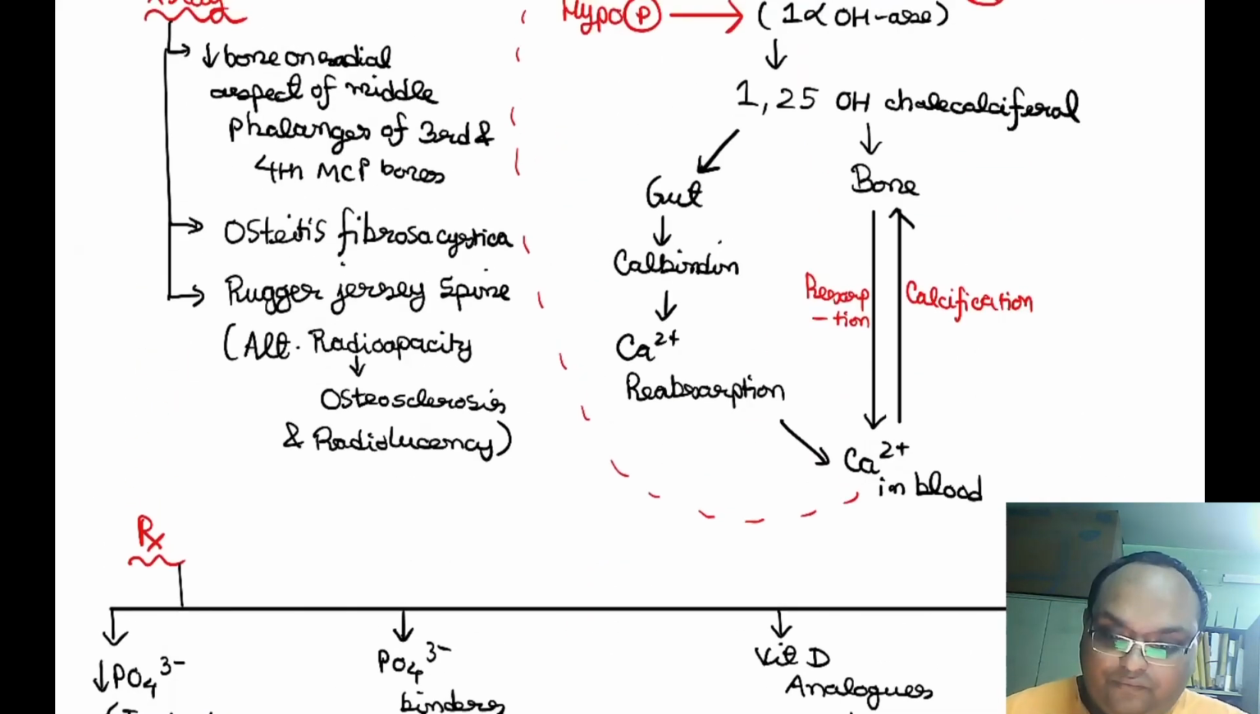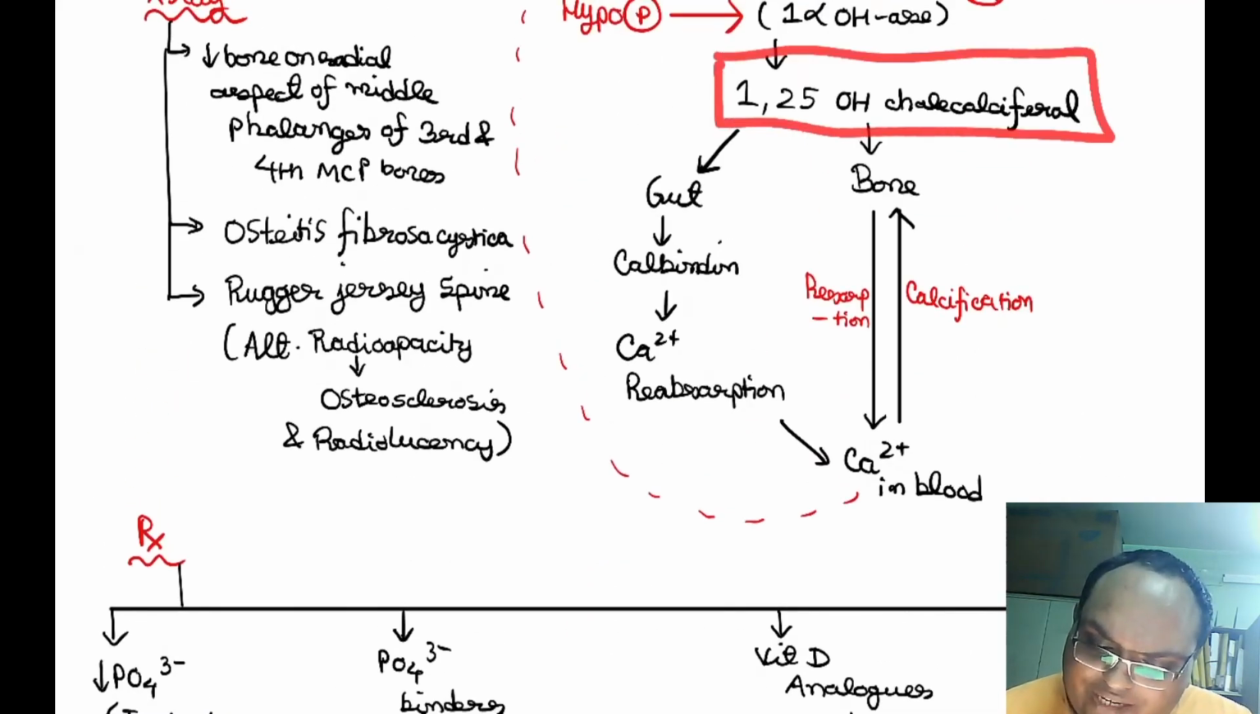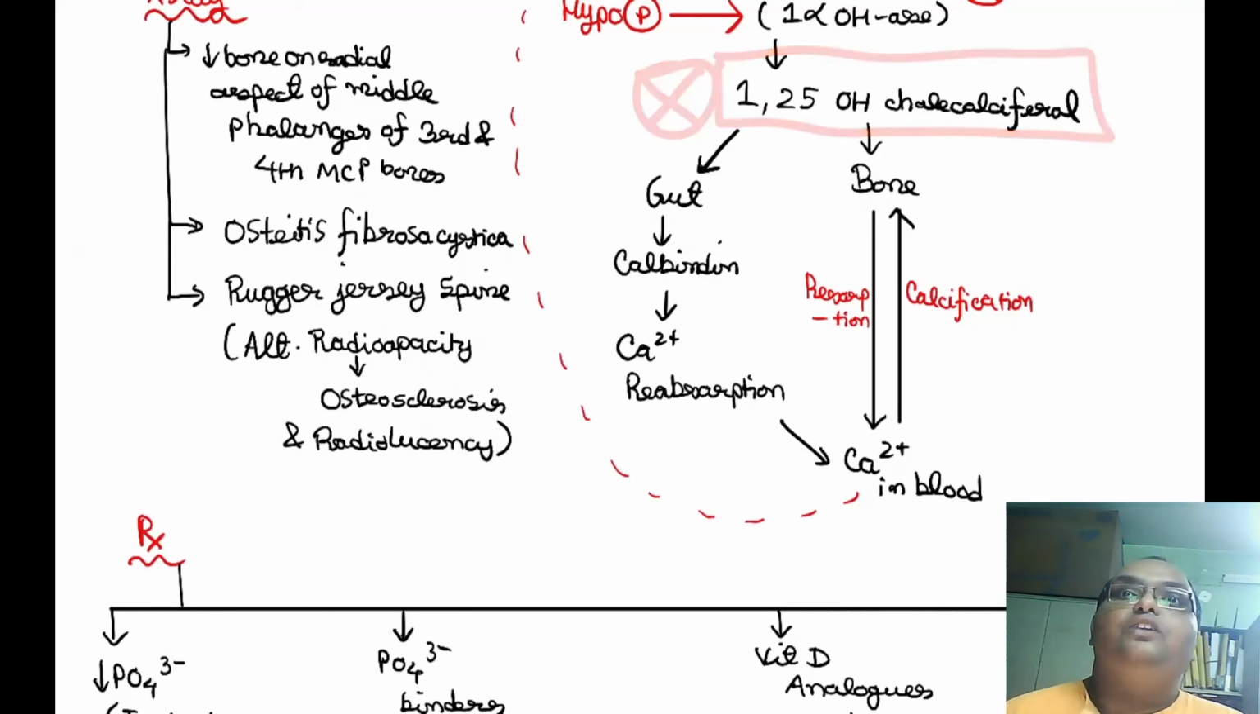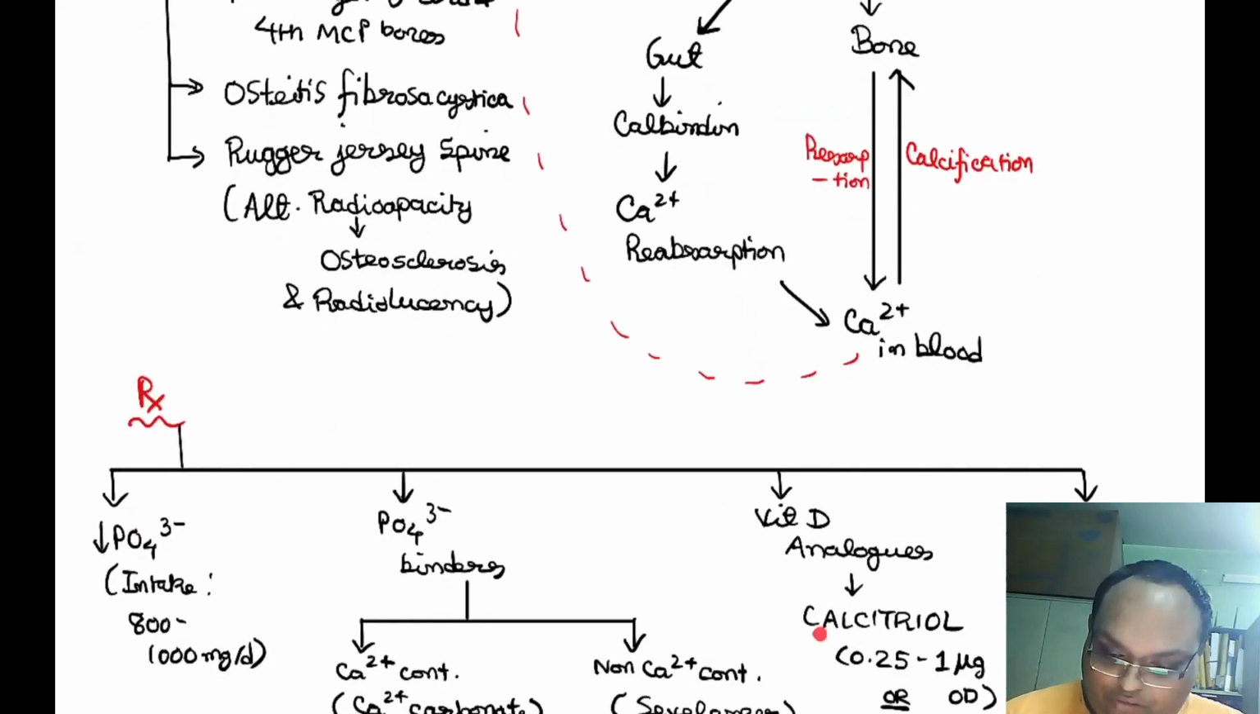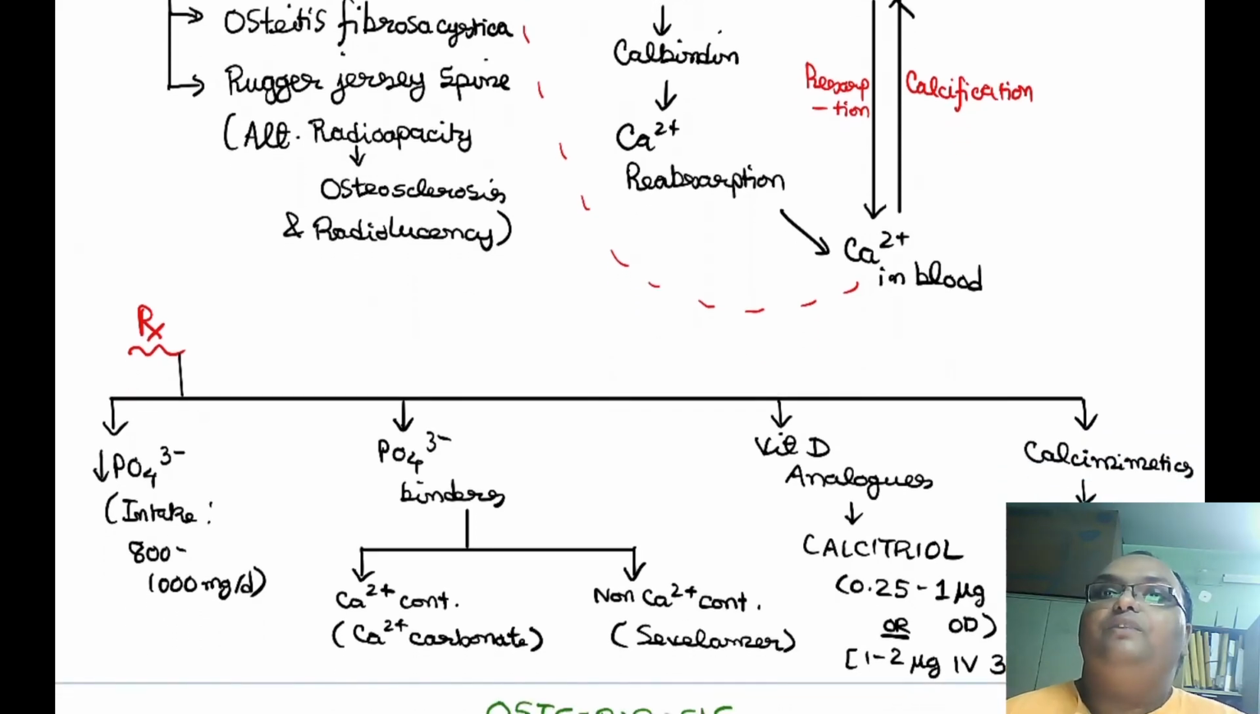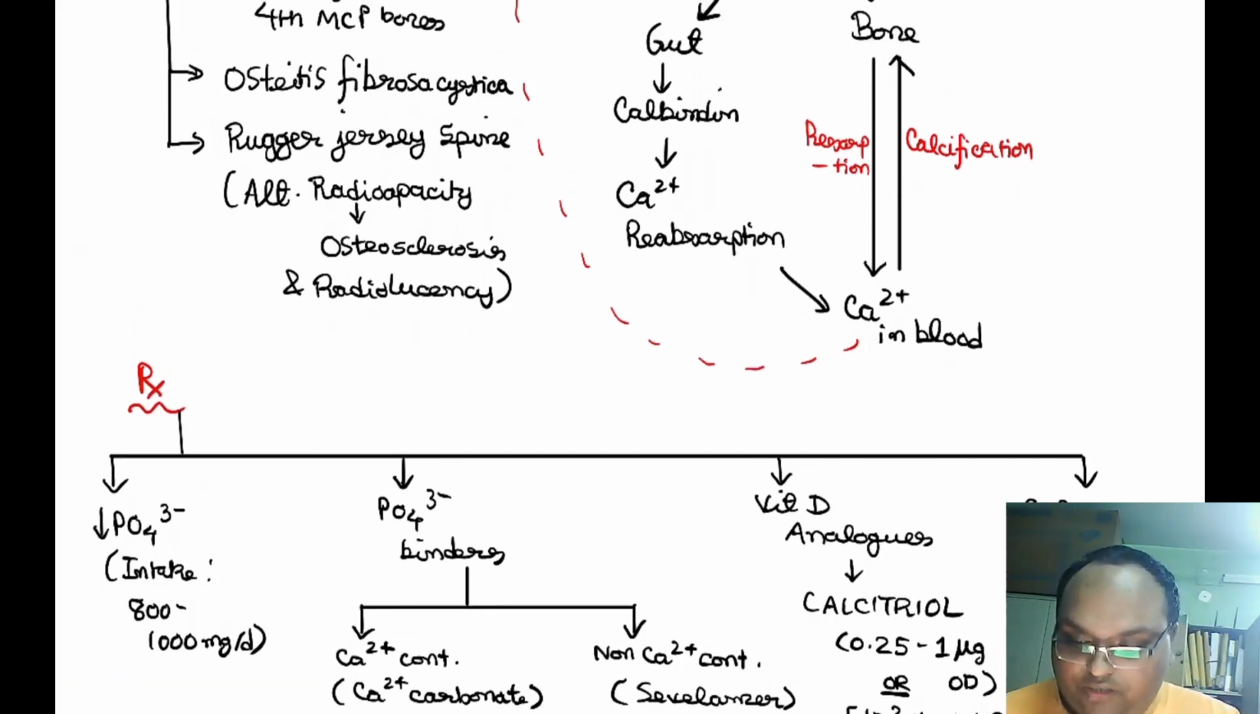Another thing, vitamin D is not getting formed. So you need vitamin D analogues. What analog will you give? Calcitriol. 0.25 to 1 microgram once a day, or if you give it as an injection, then you can give 1 to 2 microgram IV 3 times per week. Very good. What else can we give?